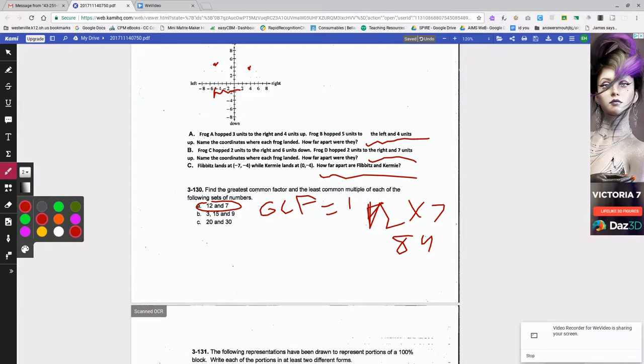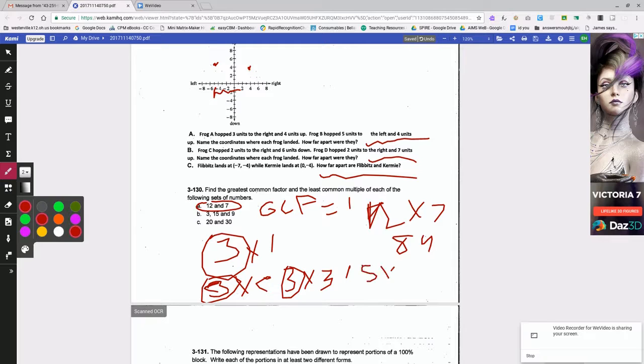For 3, 15, and 9, again, that greatest common factor, what number do they all have in common? It would be 3, because 3 times 1 is 3. 3 goes into 15, 3 times 5, and 3 goes into 9, 3 times 3. And then again, just to find that least common multiple, it'd actually be 45 because 15 times 3 is 45. And then 3 times 15 is 45 using those same numbers. And 9 times 5 is 45.